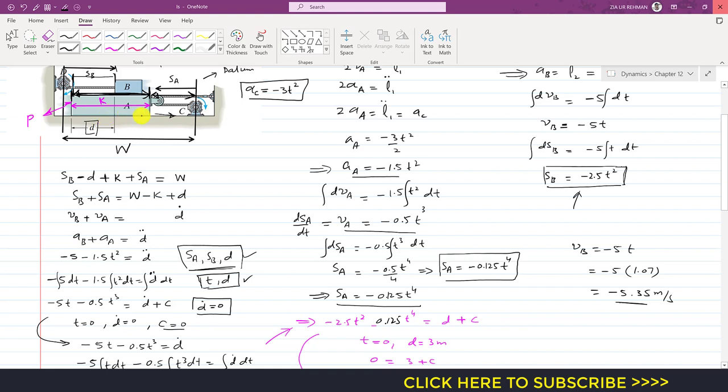So I hope you people would have understood the solution of this little bit tricky problem.